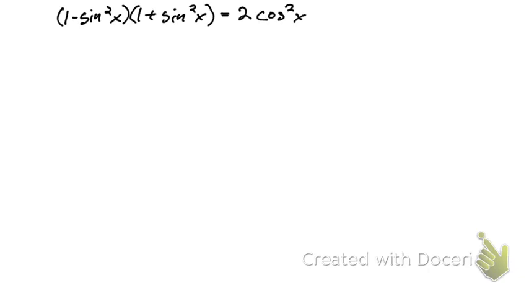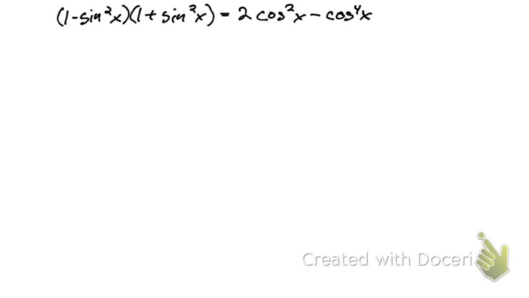You have to look at the other side to guide you on what you need to do. And what I mean by that is, let me write it out real quick. So we have 1 minus sine squared x times 1 plus sine squared x equals 2 cosine squared x minus cosine to the fourth x.